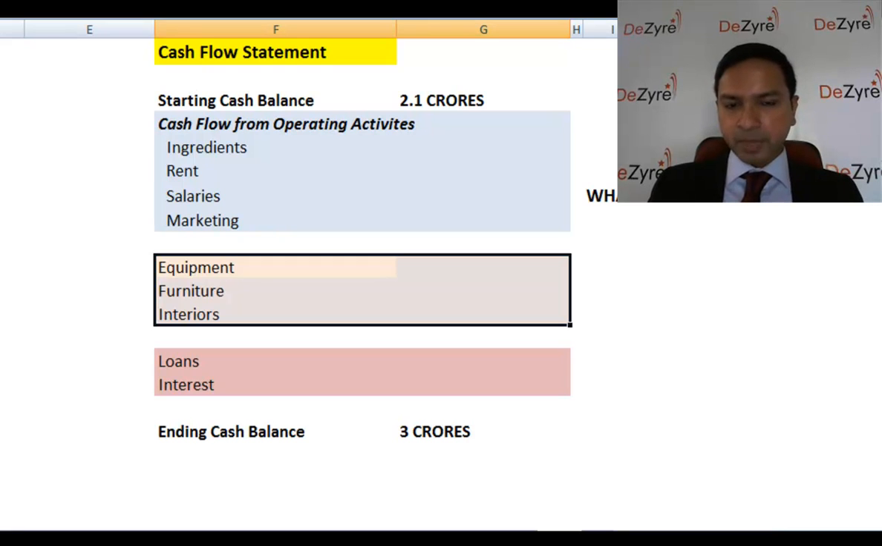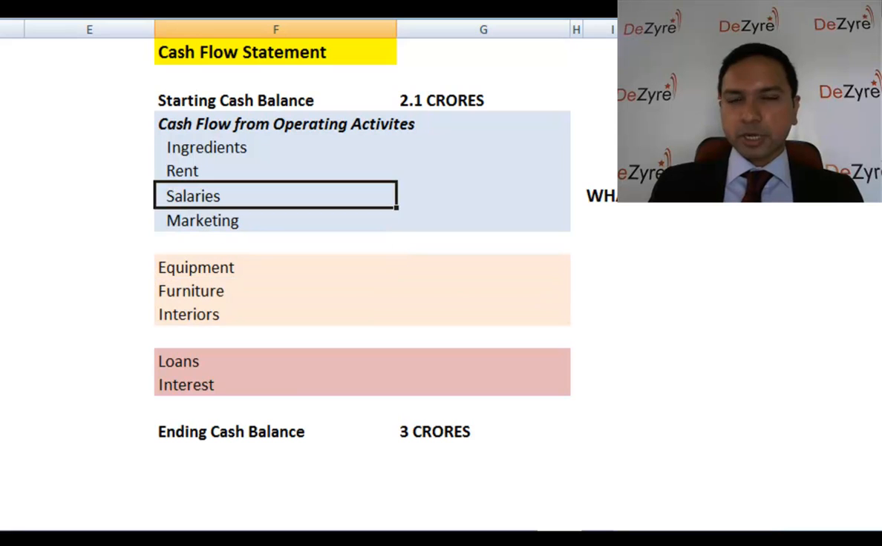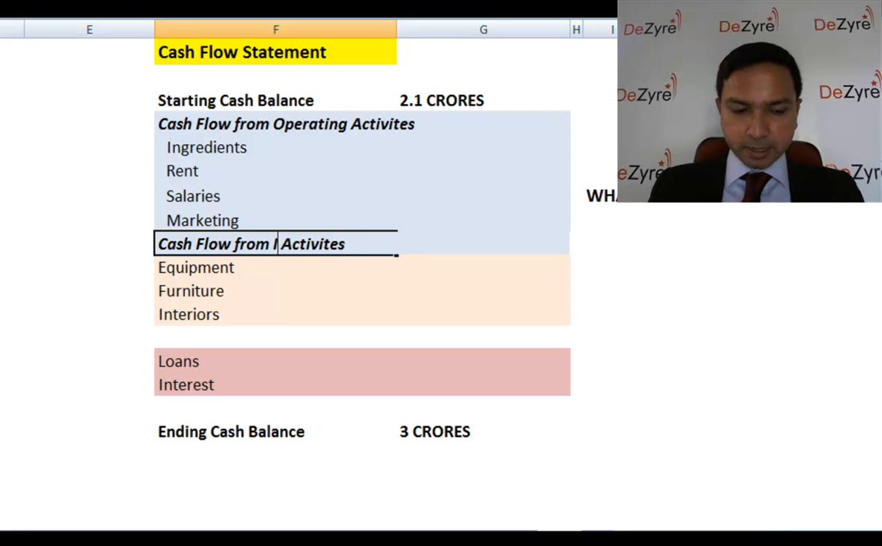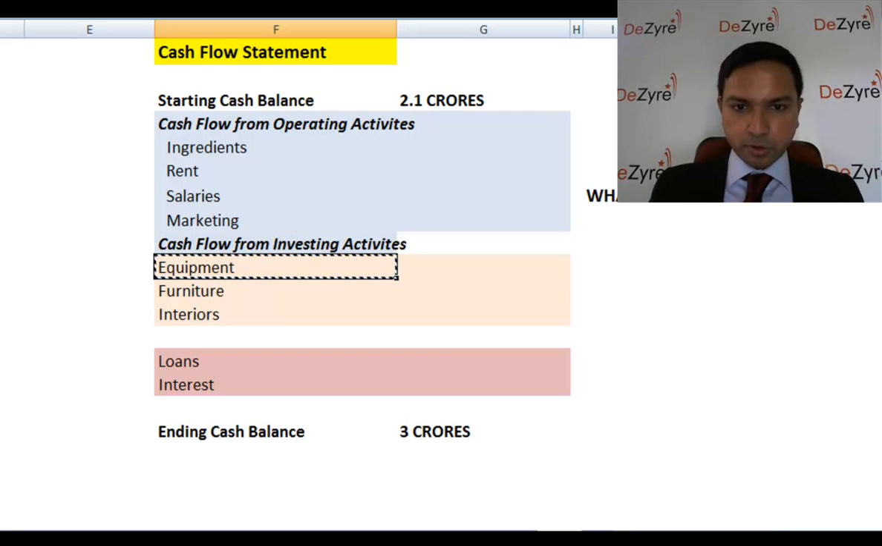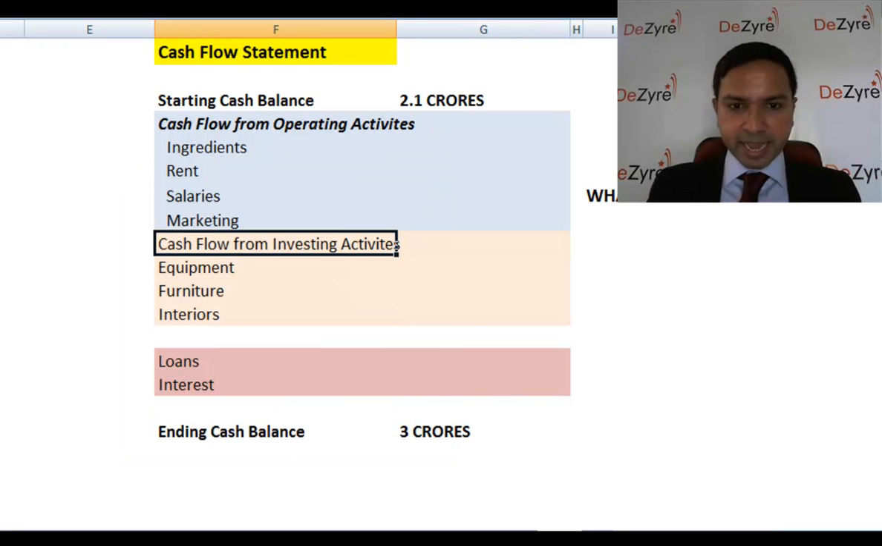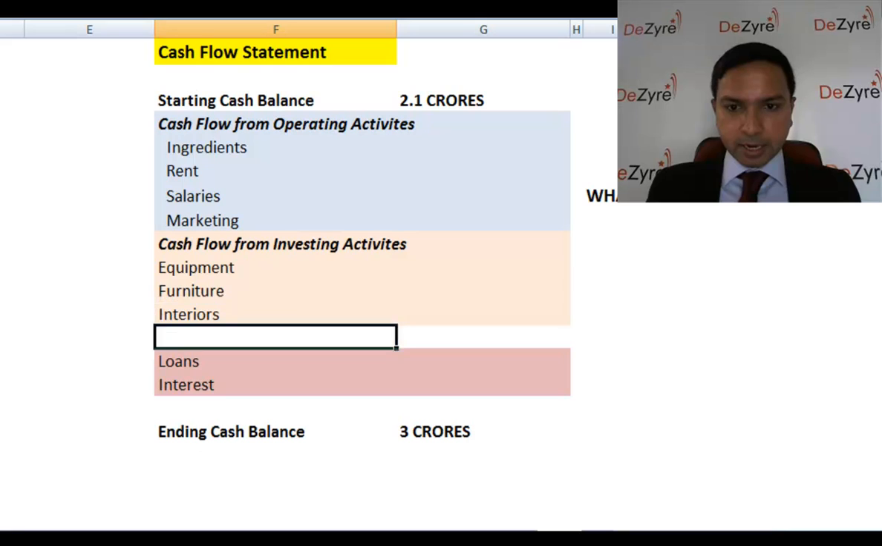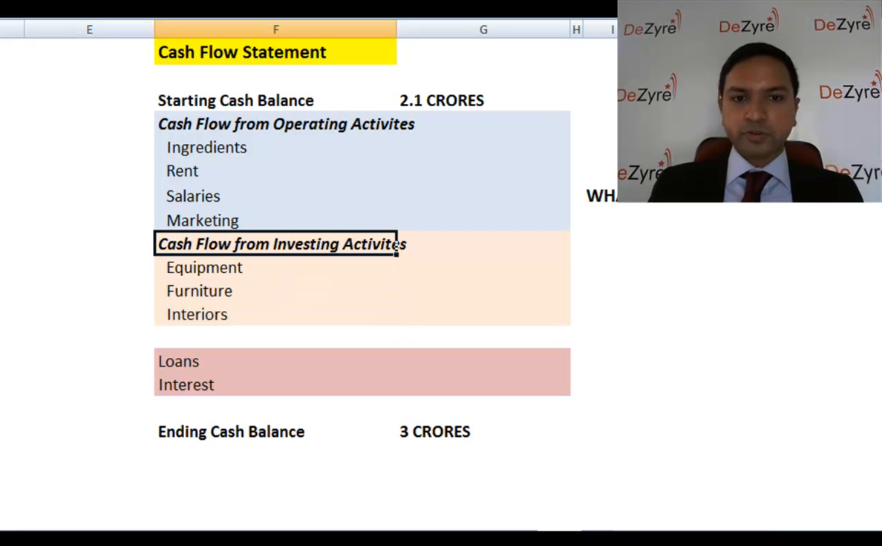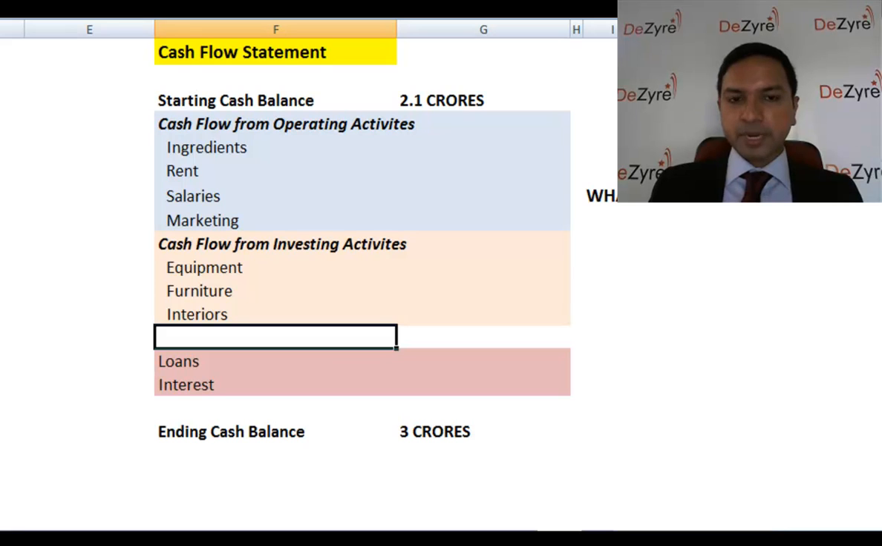Then you look at this. This is all to do with the company investing money in the future of the company by buying furniture and ovens and all that stuff. So this is nothing but cash flow from investing activities, right? All this stuff is useful for the company going down the next year, 2 years, 3 years from now. So the company has a bunch of cash flows from investing activities.